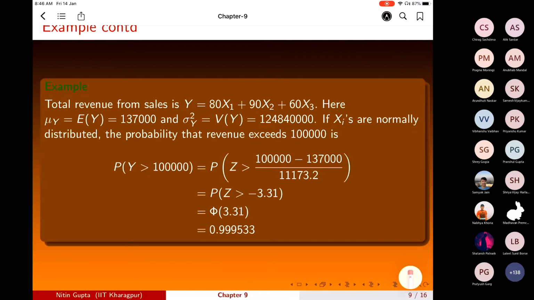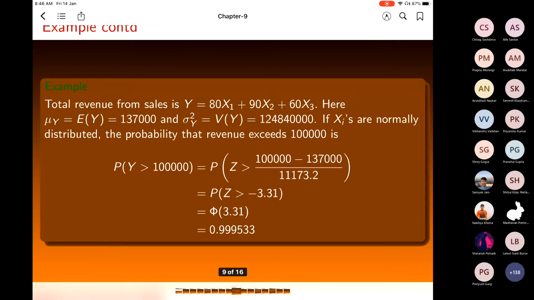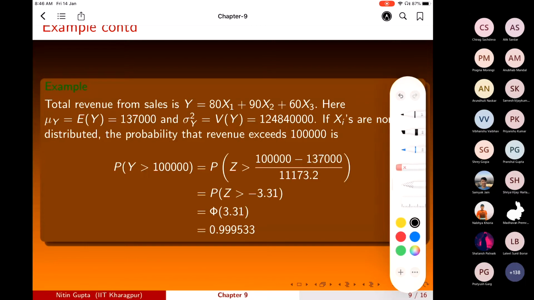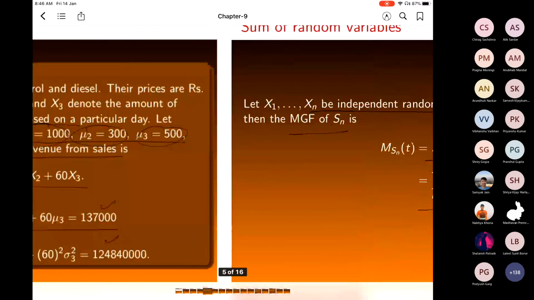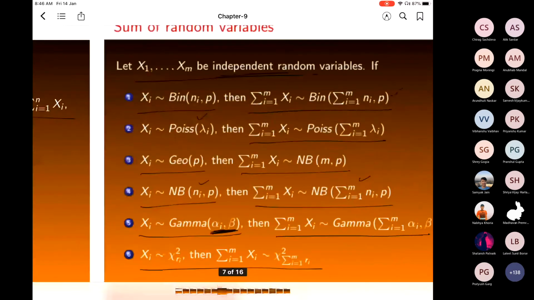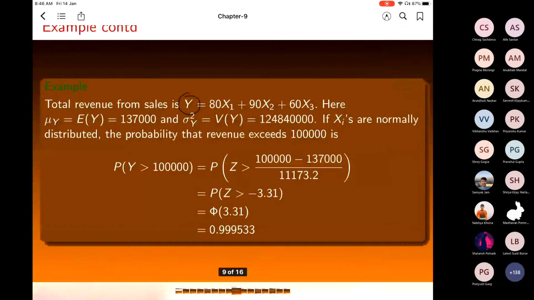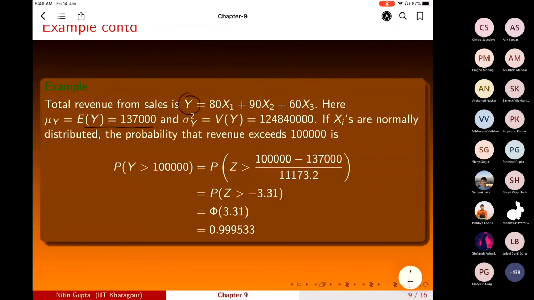Okay, so total revenue for sale, in the previous example, was 80x1 plus 90x2 plus 60x3. Okay, so now we have to find the mean of Y and the variance. Xi are normally distributed. The probability that revenue exceeds this value is the probability that Y is greater than this value.